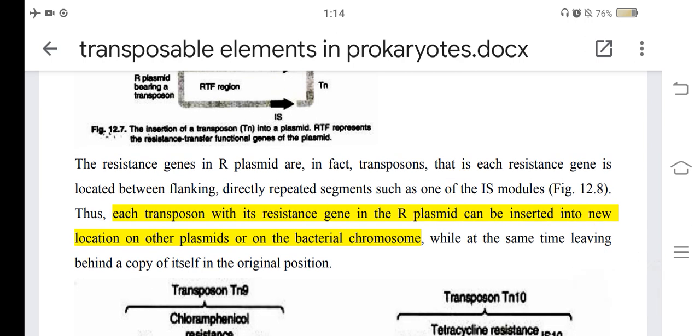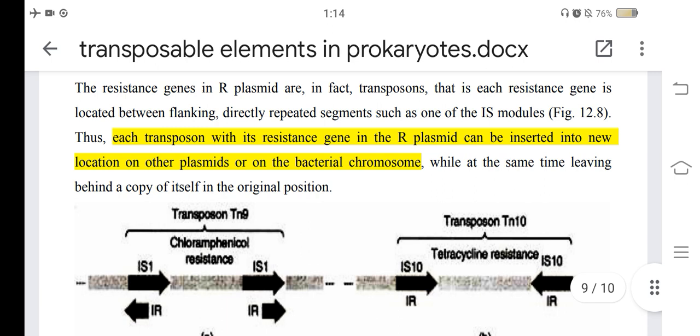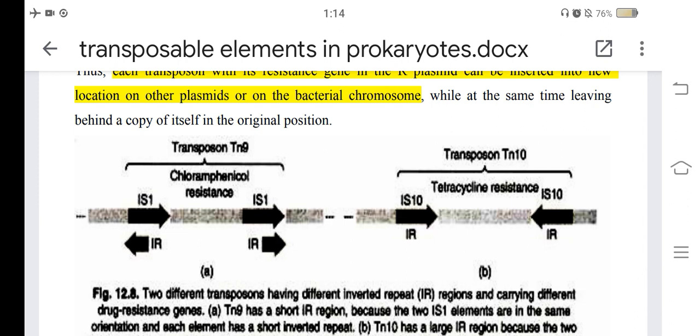That is, each resistance gene is located between flanking inverted repeated segments, such as ones in IS modules. Thus, each transposon of the resistance gene in an R plasmid can be inserted into new locations on other plasmids or on the bacterial chromosome, while at the same time leaving behind a copy of itself in the original position. So, chromosomal resistance, transposon, tetracycline resistance.